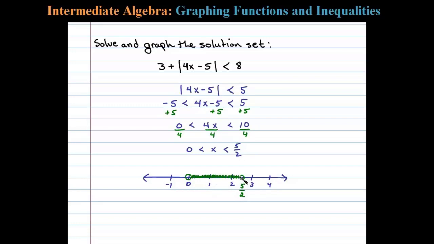And so all our solutions to the original inequality lie in this interval. Using interval notation, we can write from 0 to 5 halves. And that's our solution set.